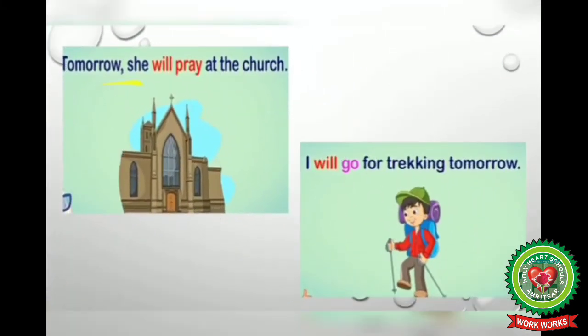First, tomorrow she will pray at the church. Tomorrow in a sentence indicates that an action will happen in the future, and will pray indicates that it is your future tense. Next, I will go for trekking tomorrow. Tomorrow in a sentence indicates that an action will happen in the future, and will go indicates that it is your future tense.